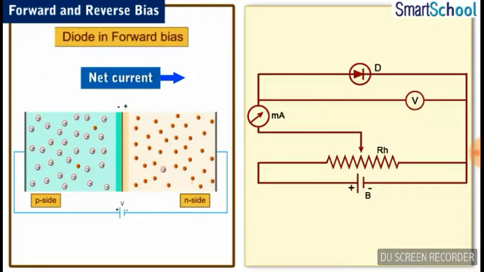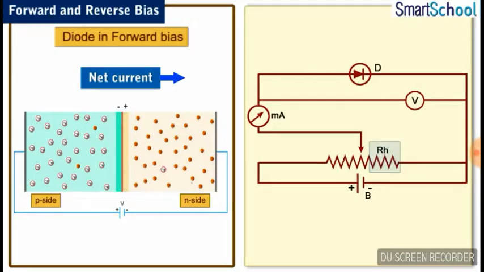The net current flowing through a forward biased diode can be measured using the circuit shown here. The diode D is forward biased using the battery B. The diode forward current can be measured using the milliammeter MA. The potential difference across the junction is measured using a voltmeter V. The voltage across the junction can be varied using the rheostat RH.